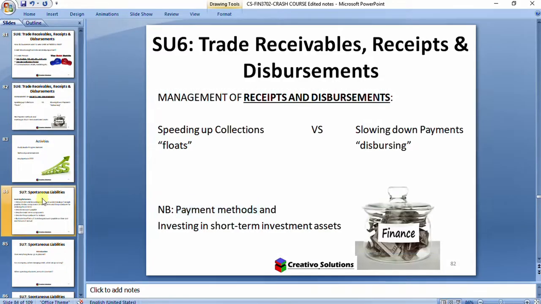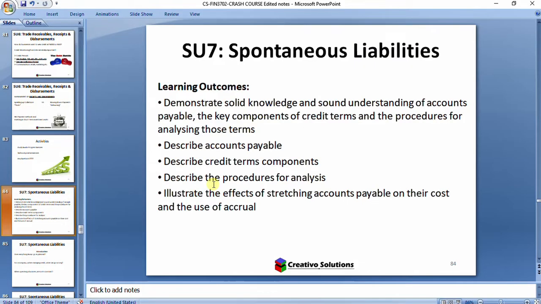Okay. Next bit. We're almost there. Spontaneous liabilities. The last two talk about creditors. So remember we looked at the cash conversion cycle. You had 4 components. Cash we've looked at, inventory we've looked at, debtors we've looked at. We've reached the end. The last section we need to look at is the creditors.